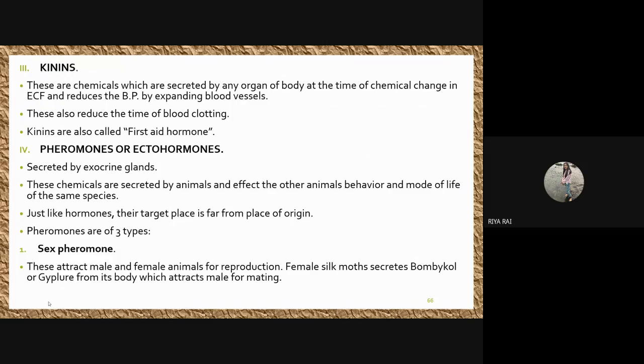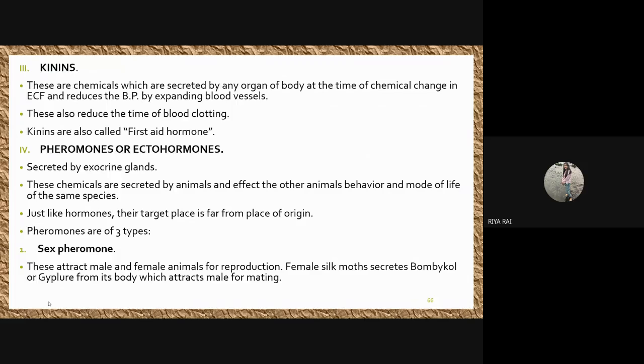Next is the kinin. Kinin is secreted by any organ of the body at the time of chemical change in the extracellular fluid, and it is responsible for the reduction in the blood pressure by expanding or dilating the blood vessels. It also reduces the time of blood clotting, and thus it is known as the first aid hormone.